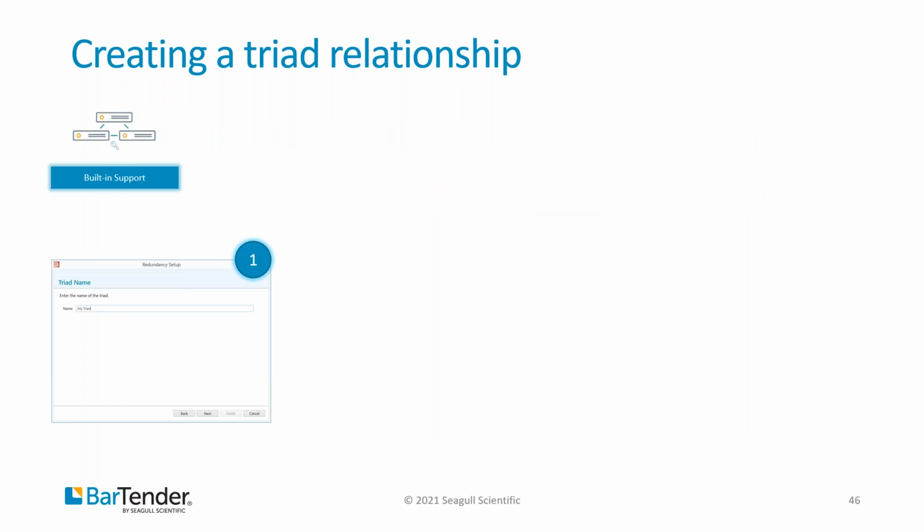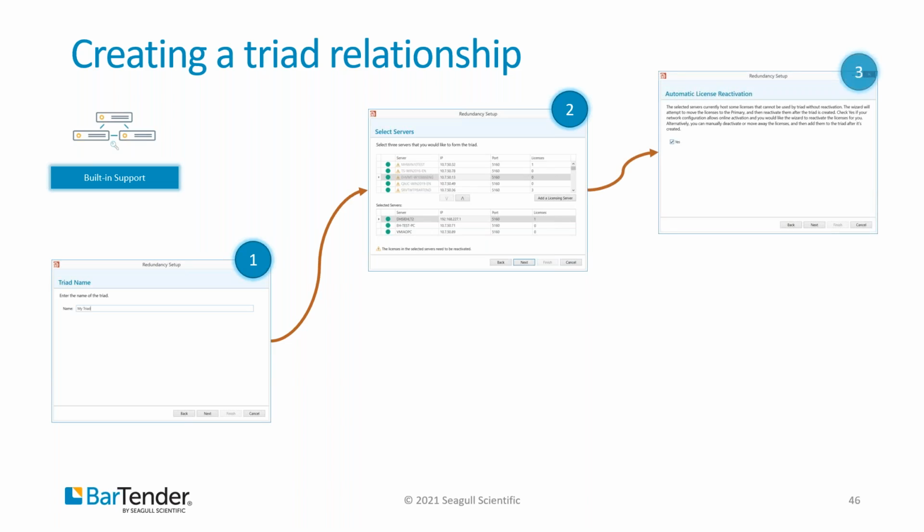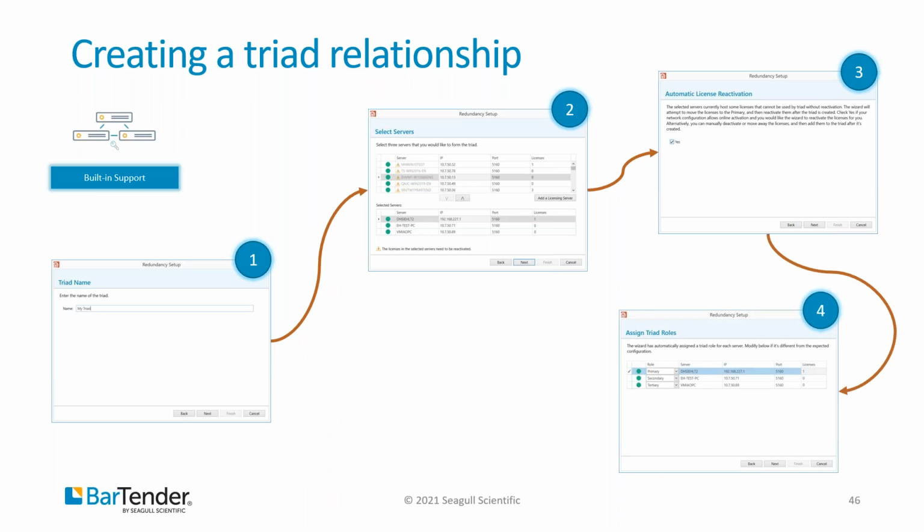Alternatively, with the triad relationship, you would enter a name for your triad, your group of license servers. You would select the servers from the available list to form your triad. And when you create the triad, you essentially have to reactivate, to re-authenticate the activation, so you're activating them as a triad, as a collective group. So you need to make sure you're connectable to the internet. And then for each of the nodes of the triad, you can assign roles as to whether they are the primary, secondary, or tertiary servers.